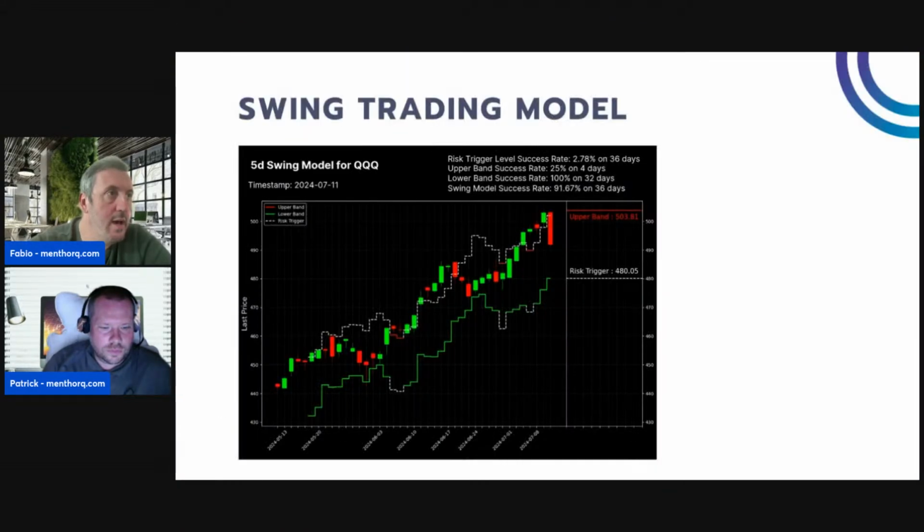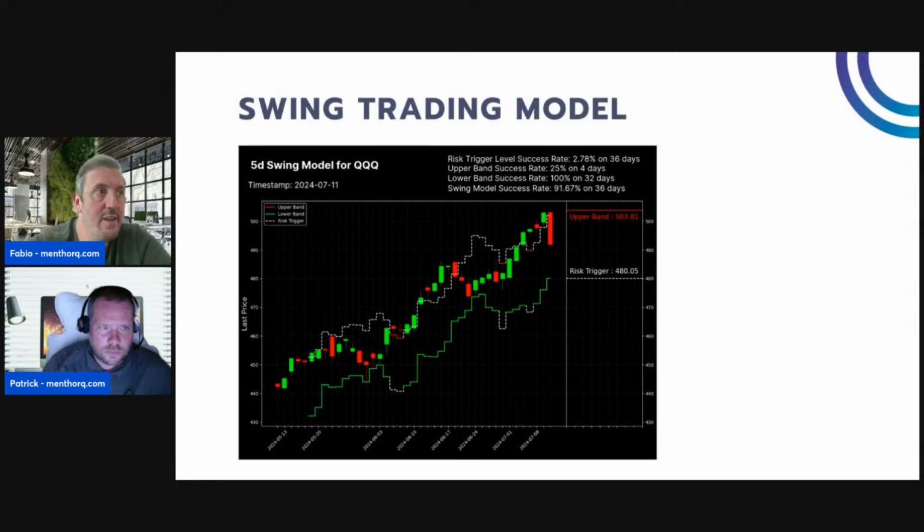It's basically a model that is available within our membership. And basically you can access it here on any stocks, indices, and ETFs. We have almost 1,000 tickers that are available there. So I can show you now how to get it. Essentially, it's made of 3 components. We have an upper band, a lower band, and a risk trigger.